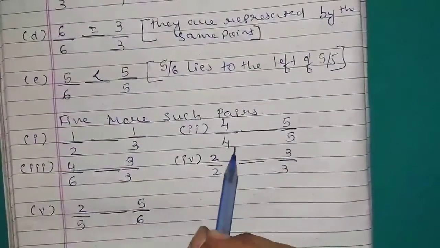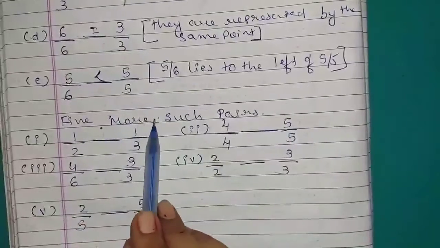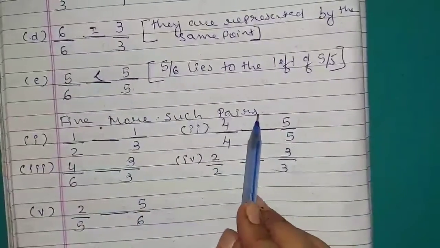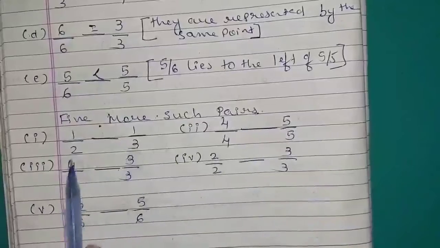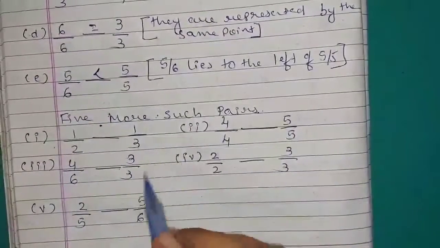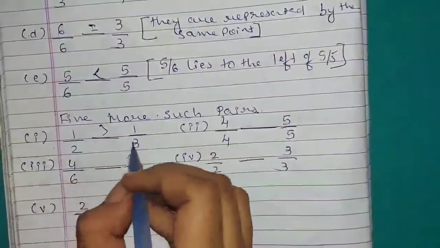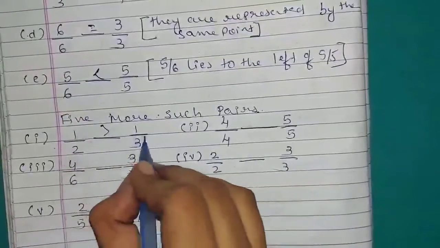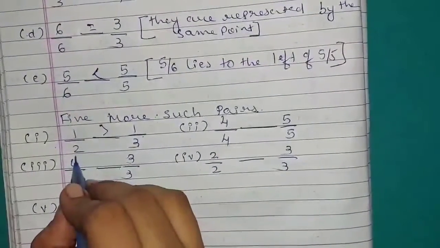Now here also in this question it is asked 5 more such pairs we have to make. So 5 more such pairs. 1 upon 2 and 1 upon 3 is greater than. Here we can use this method also. Numerators are same, smaller denominator is greater.